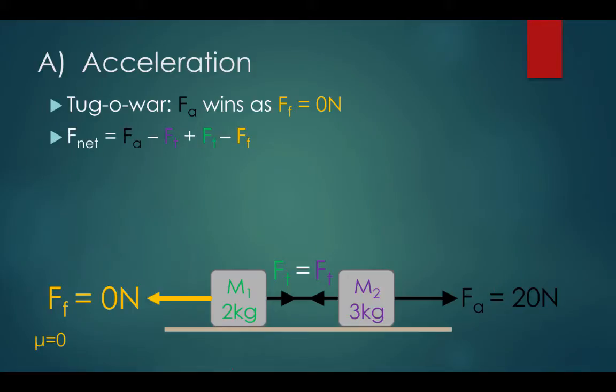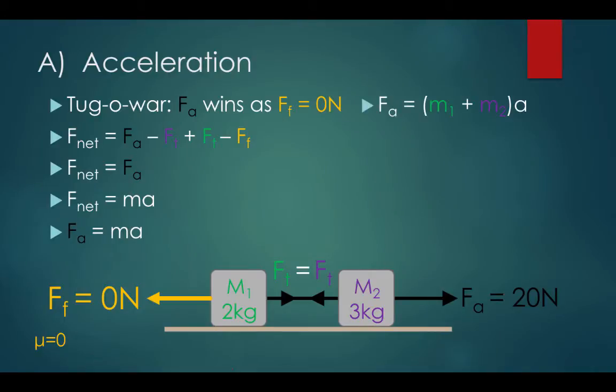F net is the sum of all forces. Remember, forces are vectors, so they include direction. Net force equals force applied minus force tension from mass 2 plus force tension from mass 1 minus force friction. Since the two force tensions cancel each other out and force friction is 0, our equation is simply force net equals force applied. Remember, the formula for F net, or net force, is mass times acceleration, which makes the equation force applied equals mass times acceleration.